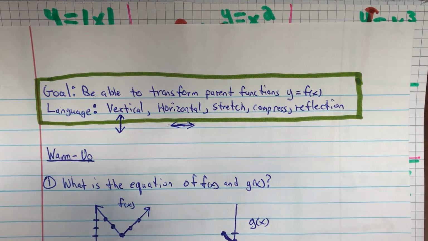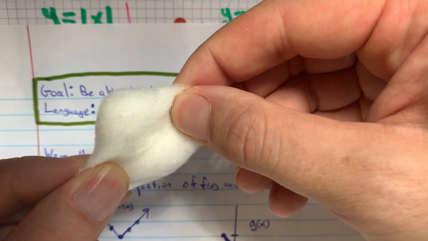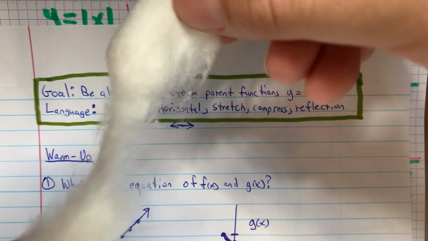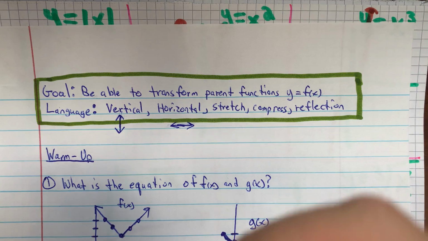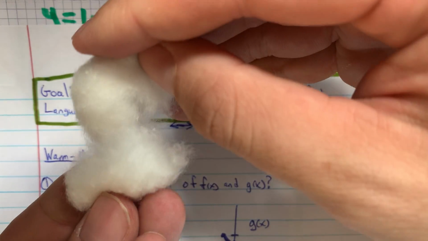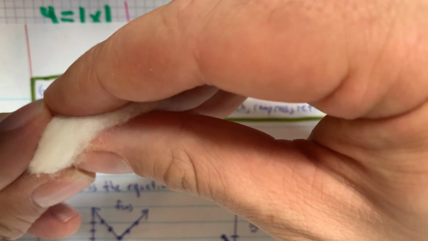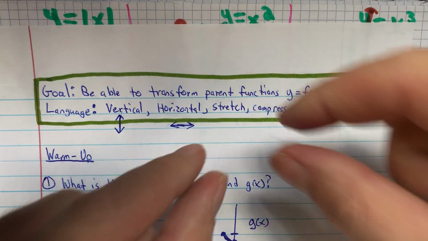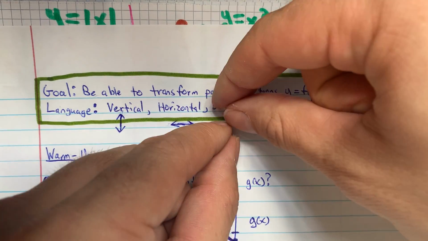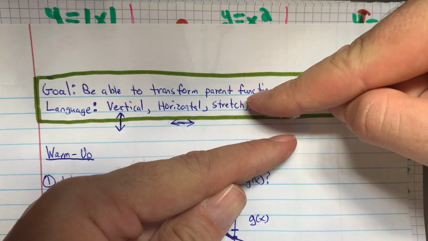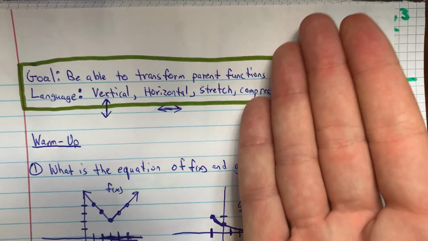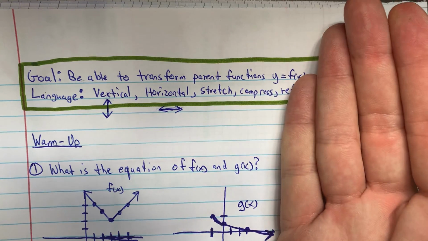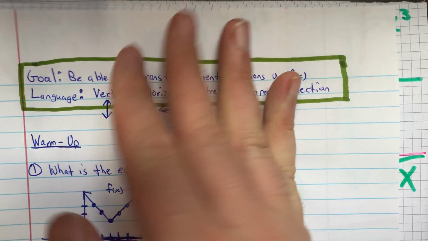Stretch, the word stretch, is when you take something and you pull it apart. You stretch it like this. And compress is when you take something and you squeeze it together. You push it in like this. So stretch is when you pull something out further, and compress is when you push something in. And a reflection is when something switches sides across an axis.